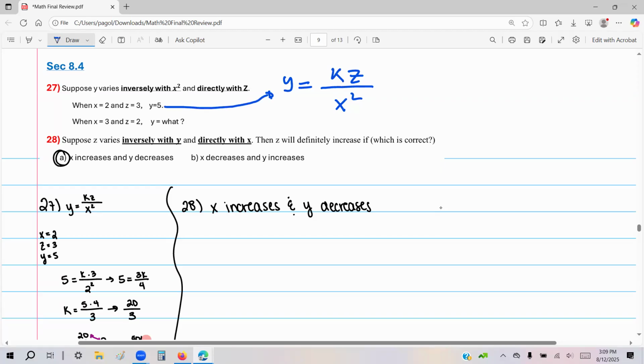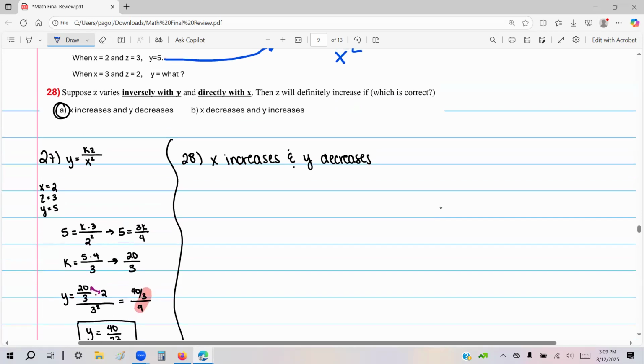To solve for k, you're going to use the first piece of information. You replace everything, x, y, z, and get the k alone. So she did that here. y is 5, z is 3, and x is 2. So 2 squared is 4. So 5 equals 3k over 4. To get the k alone, you need to get rid of the 3, so you need to divide by 3. If you want to get rid of the 4, you need to multiply by 4. So either you can do it in two steps or you can do it in one step.